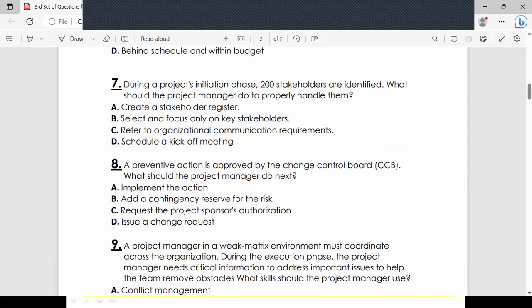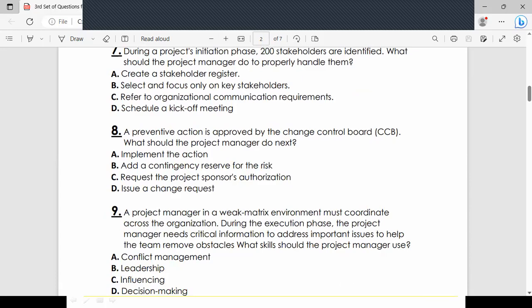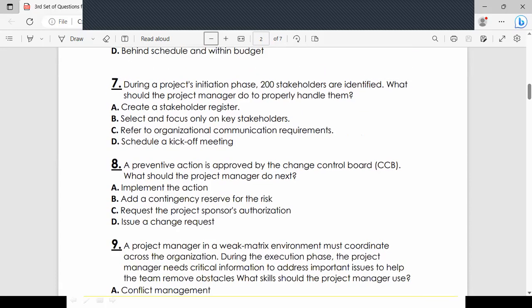The seventh one: during the project initiation phase, 200 stakeholders are identified. What should the project manager do to properly handle them? Create a stakeholder register, or select and focus only on the key stakeholders? That also we can think, but initially we don't know, right? See very clearly the first line itself: during the project initiation phase. It is the initiation phase, right?